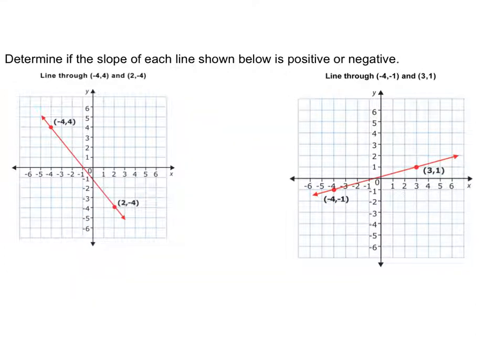So the first thing we're going to be asked to do is determine whether the line has a positive or negative slope. So go ahead and pause the video and determine these two graphs, whether they have positive or negative, and then hit play and see how you did.